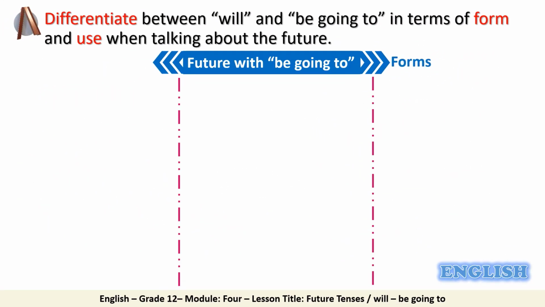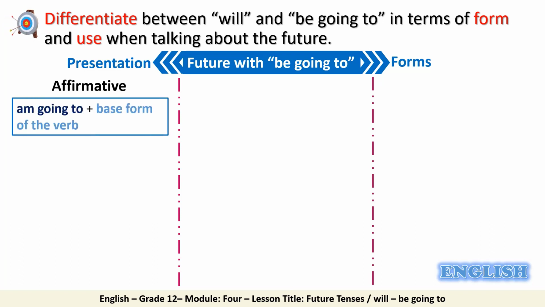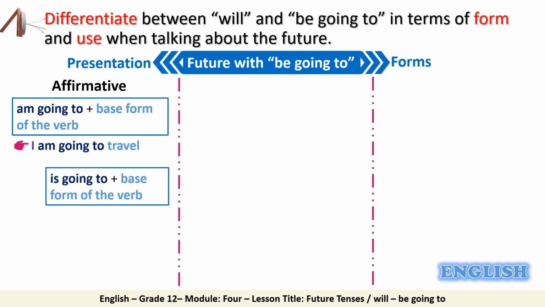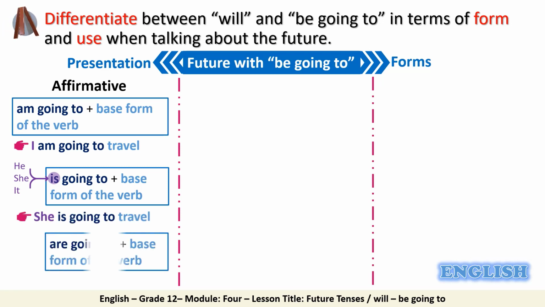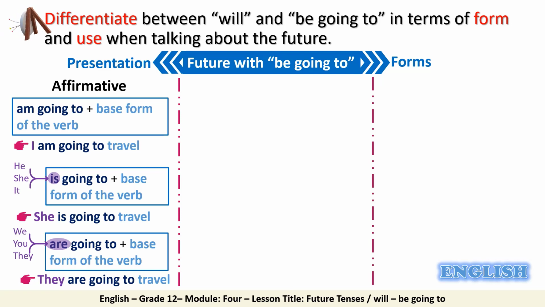Now, let's see the forms of the future with be going to. We will start with the affirmative form, which is made by using I'm going to and the base form of the verb, like I'm going to travel, or by using is going to with the personal pronouns he, she, it, and the base form of the verb, like she's going to travel, or by using are going to for the personal pronouns they, you, we. For example, they are going to travel.